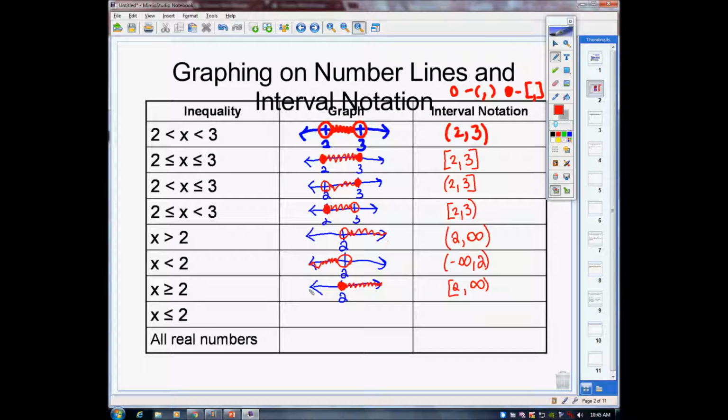So the same thing with this one. I've got 2. This is closed, but this time it's less than, so I'm going to go parenthesis negative infinity to 2 bracket.